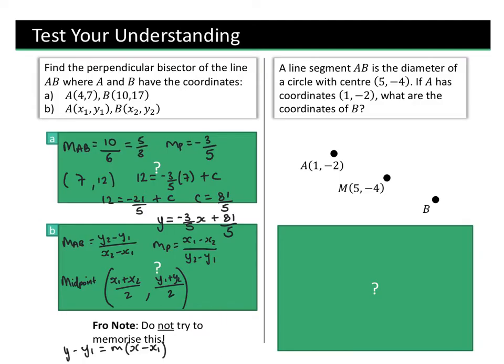Yeah, this is going to look a bit messy. Okay, let's move on to B. So a line segment AB is the diameter of a circle with centre (5, -4). If A has coordinates (1, -2), what are the coordinates of B?